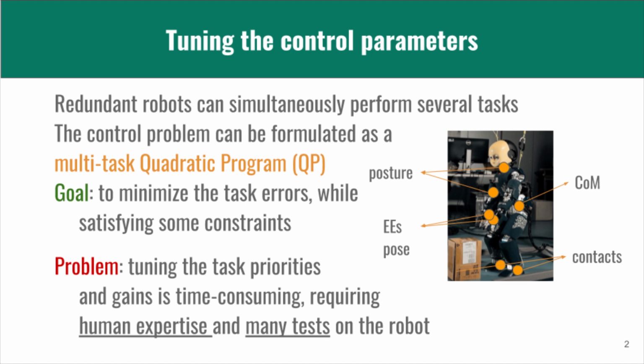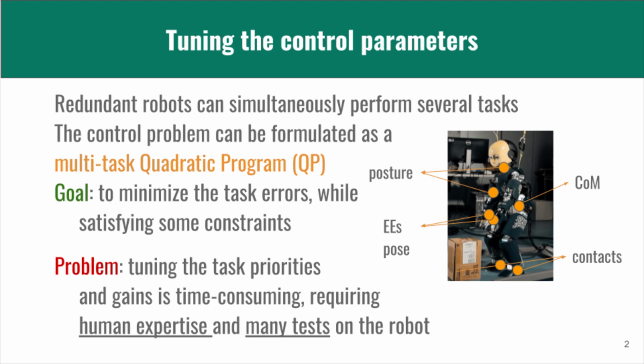The usual way to control these robots is to formulate the problem as a multitask quadratic program, where the tasks are organized according to defined priorities and the goal is to minimize the tasks' errors while satisfying a set of constraints, such as joint limits, collisions, etc.